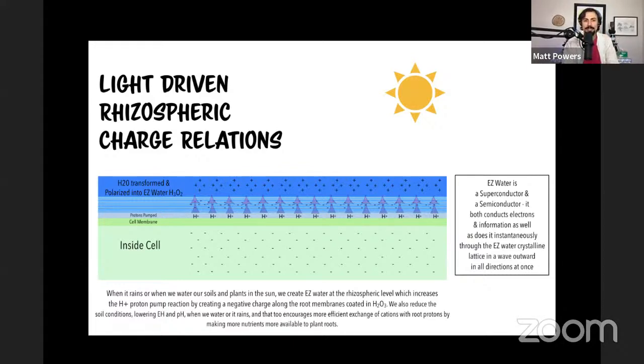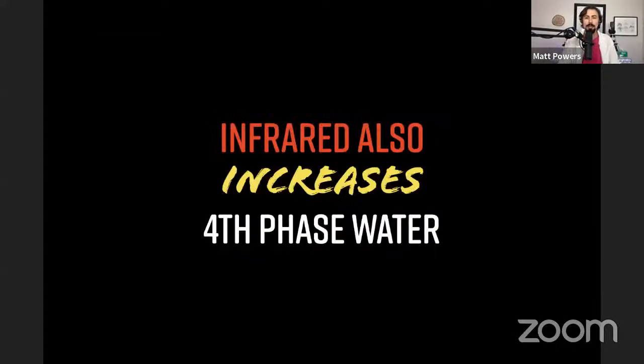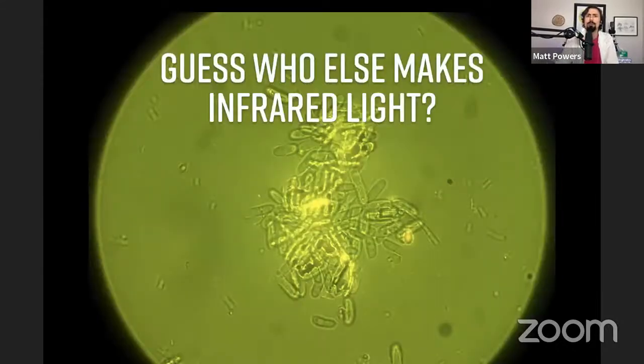So what this is, is fourth phase water. Fourth phase water is just gel state water that forms on hydrophilic surfaces. Sounds pretty simple, right? This is part of why the biofilms form in your compost. Okay. Infrared also increases fourth phase water. Who creates infrared? Oh yeah, that's right. It's microbes. They put off light.